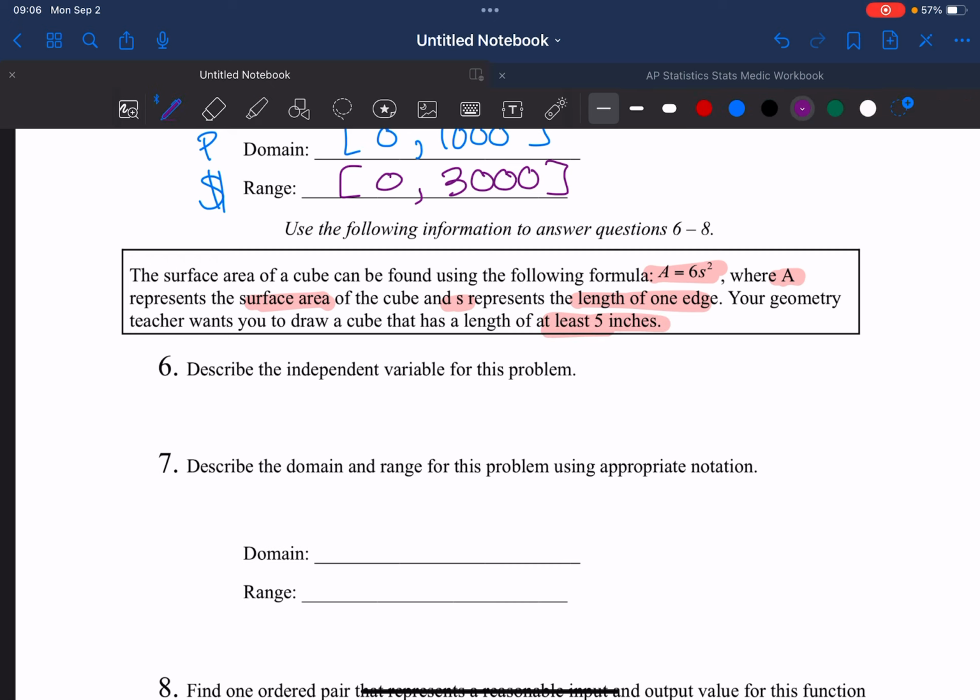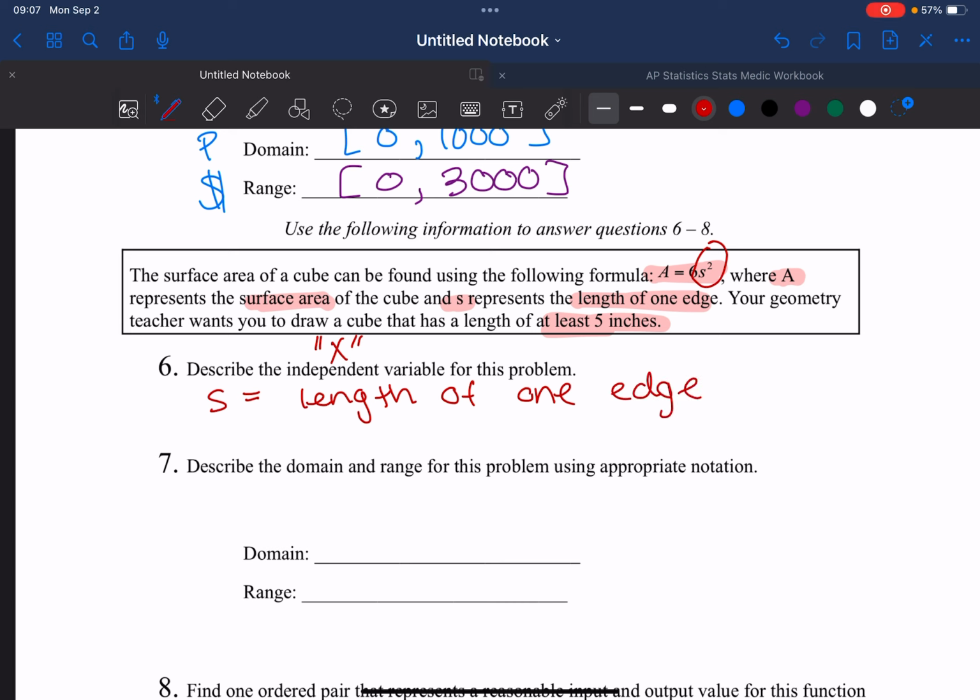Okay, so for number 5, it wants us to find the independent variable. So the independent variable is the one that doesn't depend on anything. So that is our x variable. And in this case, x comes after the equal sign. So that would be our corresponding s value. And we know that s stands for the length of one edge.